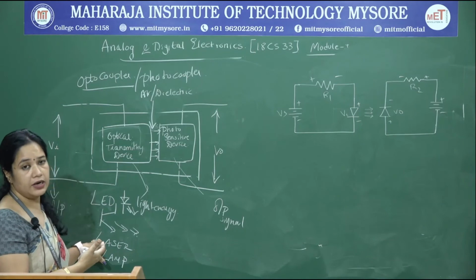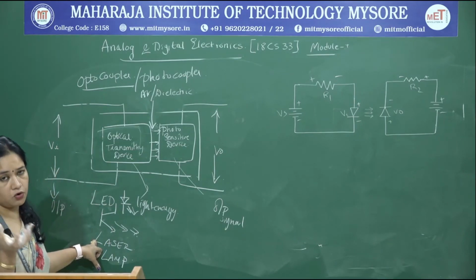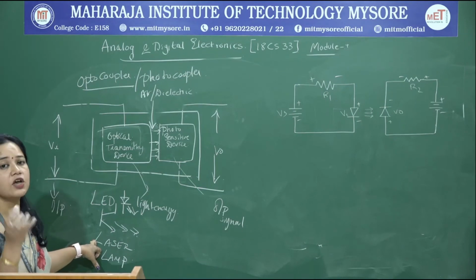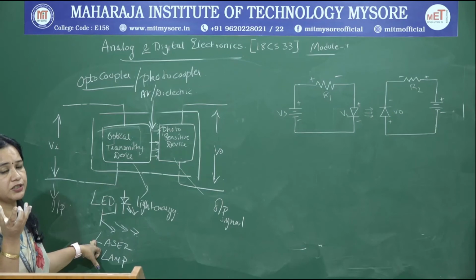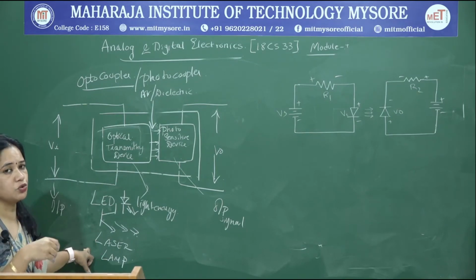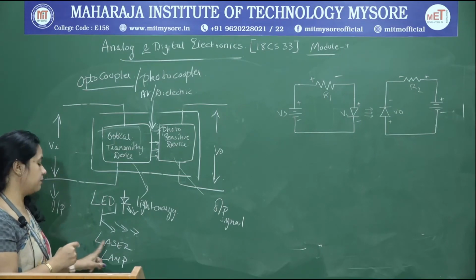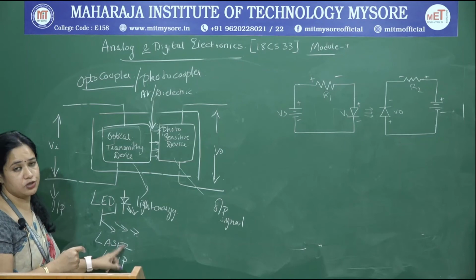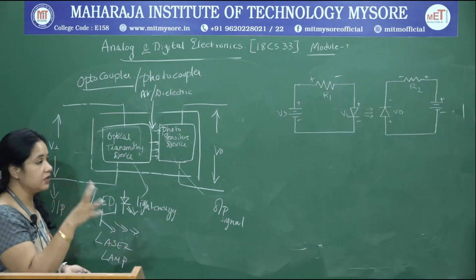And we have lamps. So what are lamps? Lamps are basically opto devices which are capable of producing light of sufficient intensity depending on what current is used to drive these lamps. And we have laser. Laser stands for light amplification by stimulated emission of radiation. So these are again light transmitting devices.